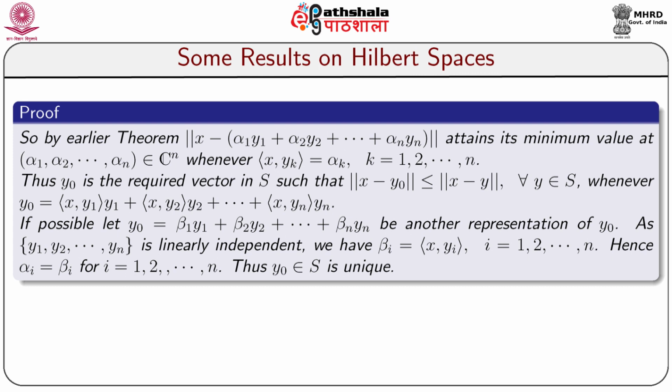If possible, let y0 equal to beta 1 y1 plus beta 2 y2 plus dot dot dot plus beta n yn be another representation of y0, as the collection of elements y1, y2 up to yn is linearly independent. We have beta i equal to inner product x comma yi, i equal to 1, 2 up to n. Hence, alpha i equal to beta i for i equal to 1, 2 up to n. Thus, y0 belonging to S is unique.